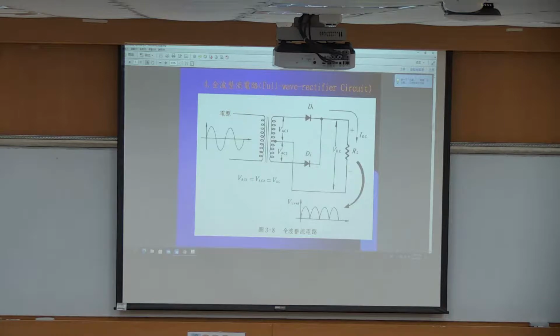So we also measure the output waveform of this sine wave, and as we can see, in the negative input voltage, it will become a positive voltage, and we call this a full wave rectifying circuit.